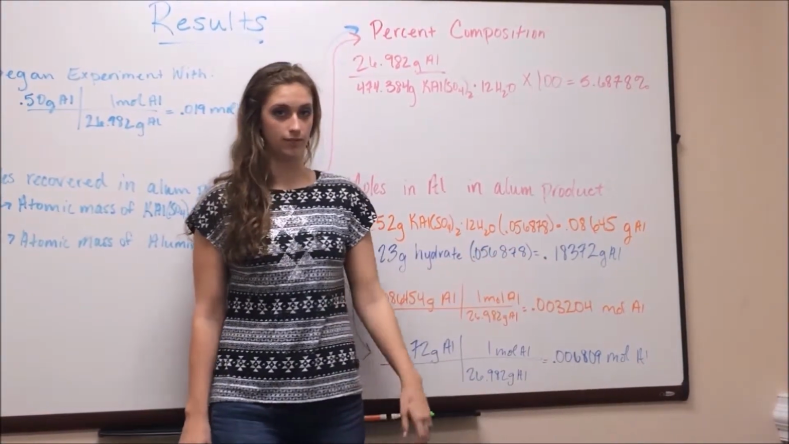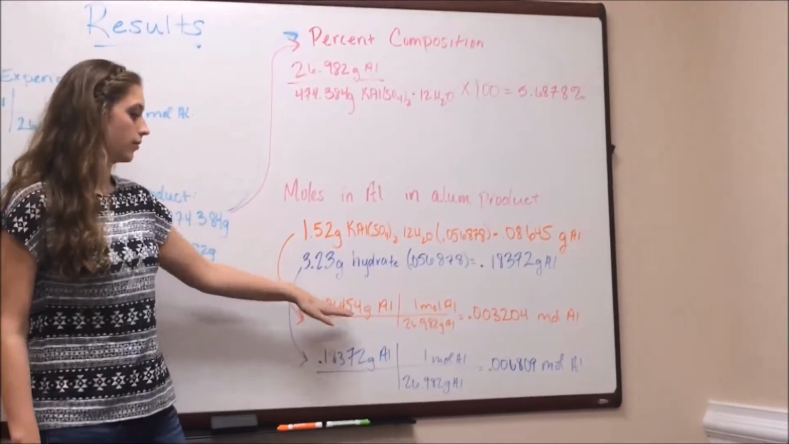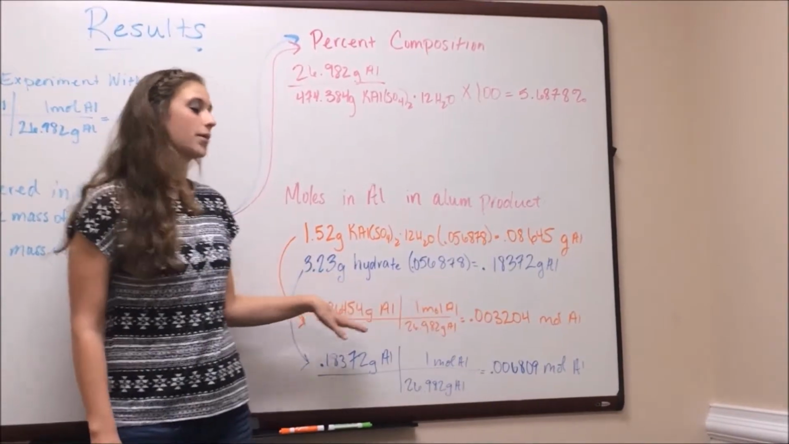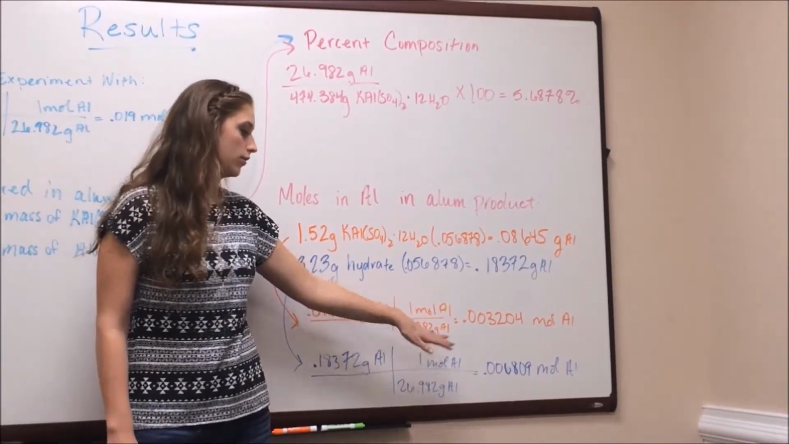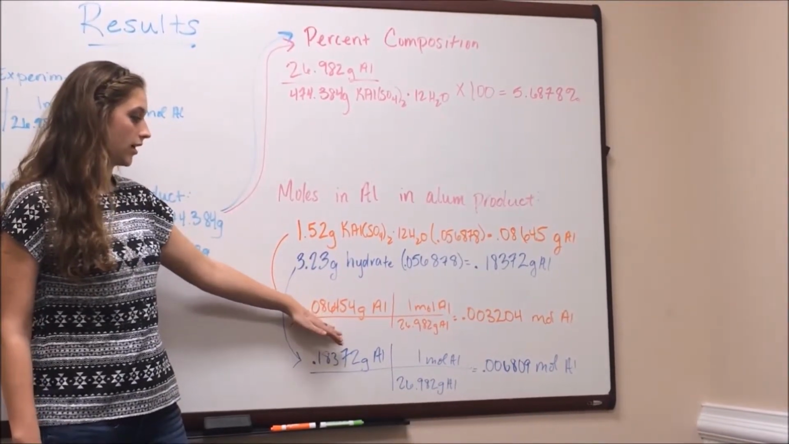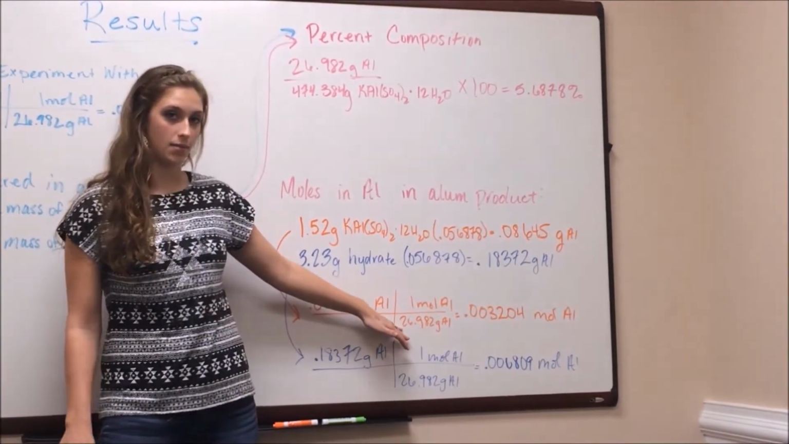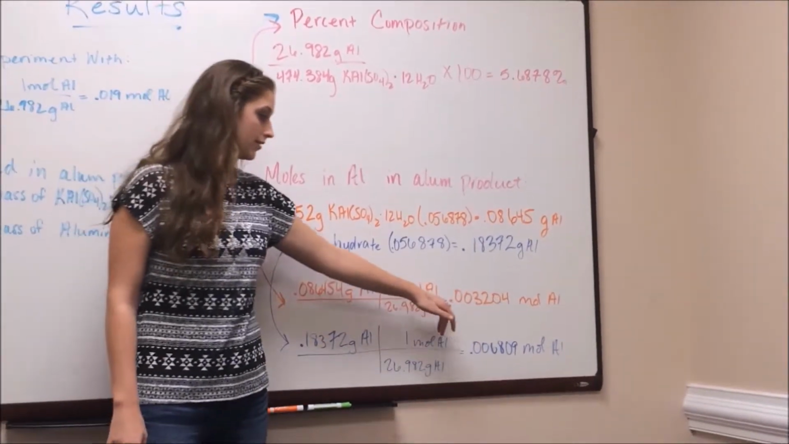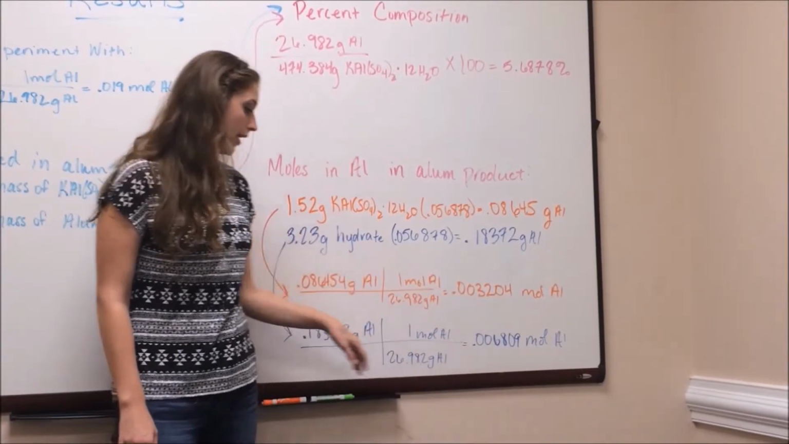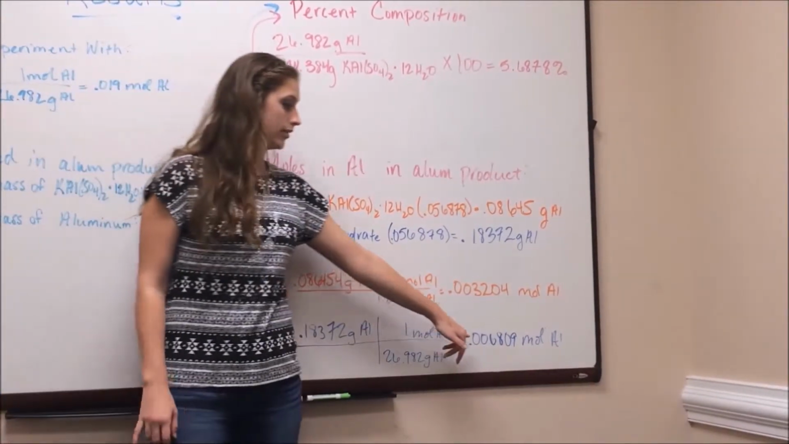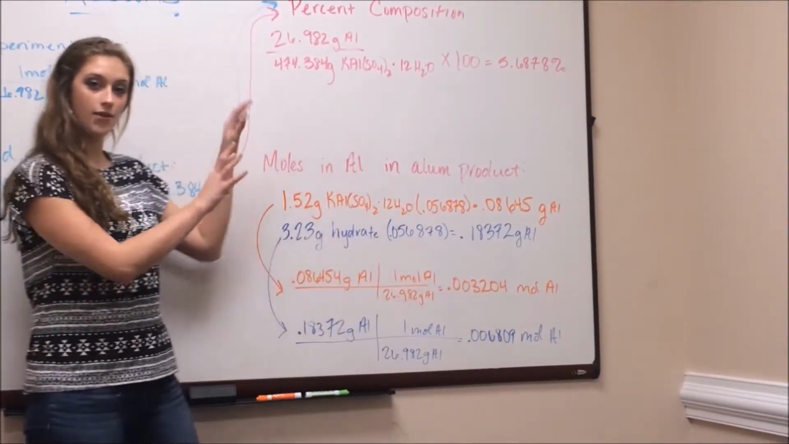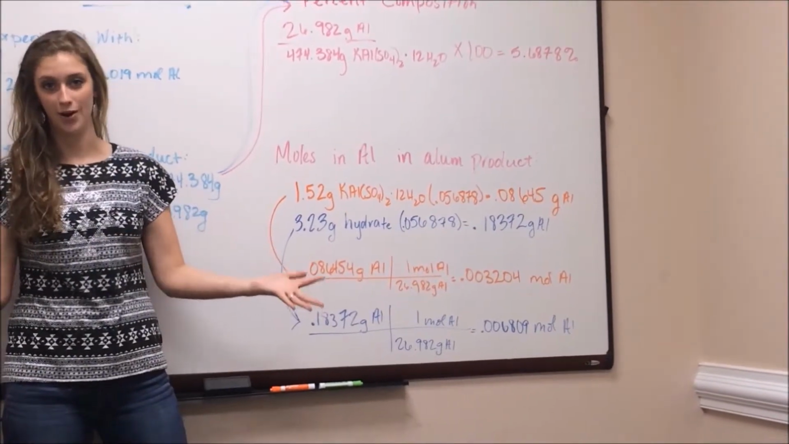0.18372 grams of aluminum. Now the last step is to convert from the grams of aluminum to our moles of aluminum. And to do that, we take the grams that we have divided by the atomic mass of the aluminum, which gave us 0.003, and it gave John 0.006 moles of aluminum in the aluminum product.